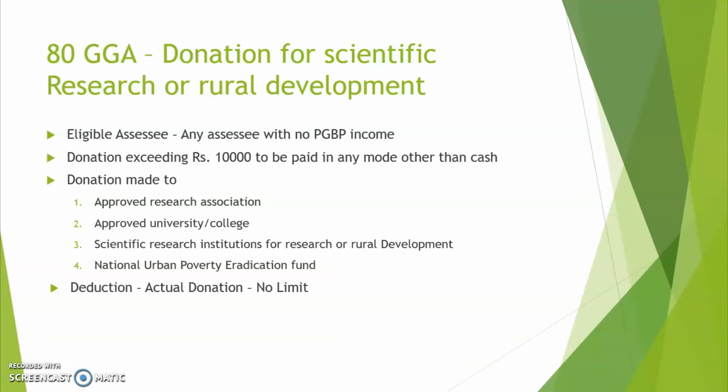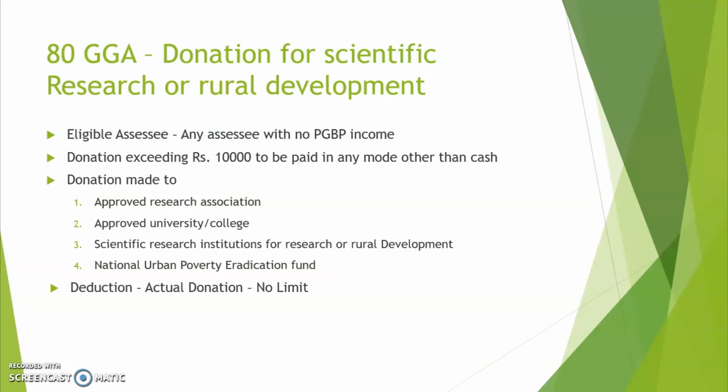Alright. And unlike the previously learned section, for this section, the quantum limit, there is nothing. Whatever the actual donation the assessee has made, and if he has satisfied the condition that any donation made above 10,000 is paid other than in cash, he or she can take complete deduction of the amount that has been paid. Got it? So deduction is the actual donation amount and there is absolutely no limit to the amount here. So that's it about 80GGA.